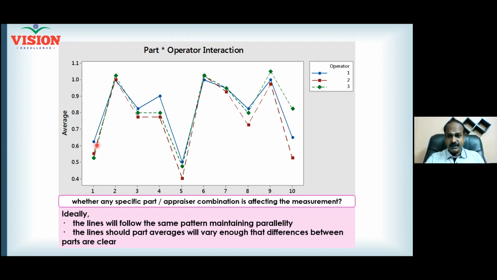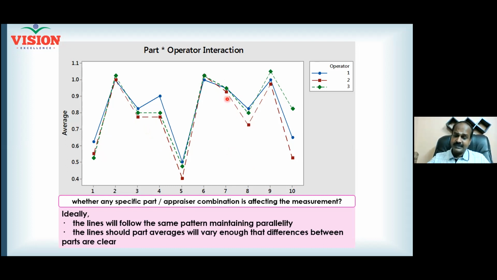Because if the part you are measuring really requires the operator to follow a specific pattern, then all three should follow the same pattern. If all three follow the same pattern, you will see the blue color line, red color line, and green color line going parallel to each other. Do you see the lines going parallel here? But not throughout, isn't it? Only here from 4 to 5 it is parallel. From 3 to 4 it is parallel. But in certain areas, the lines are also intersecting.